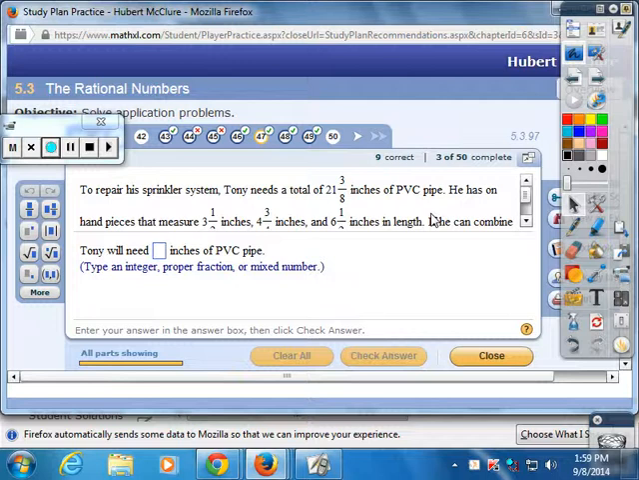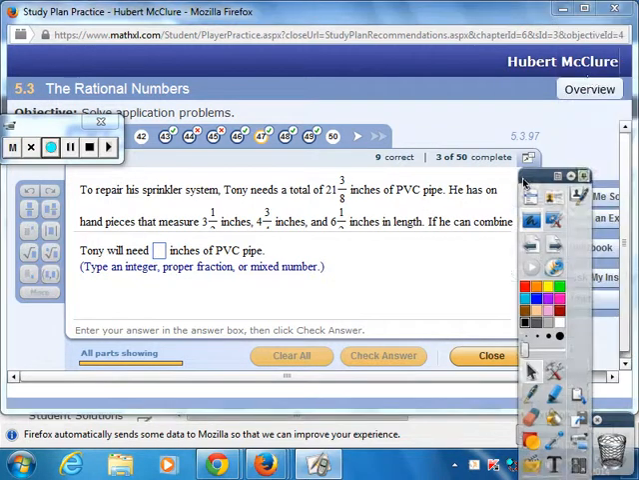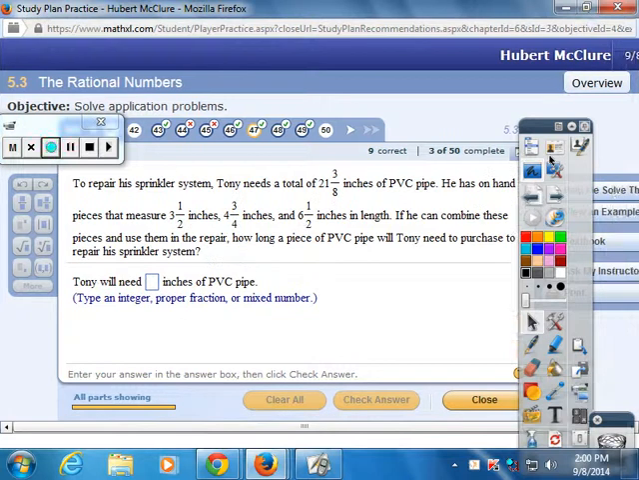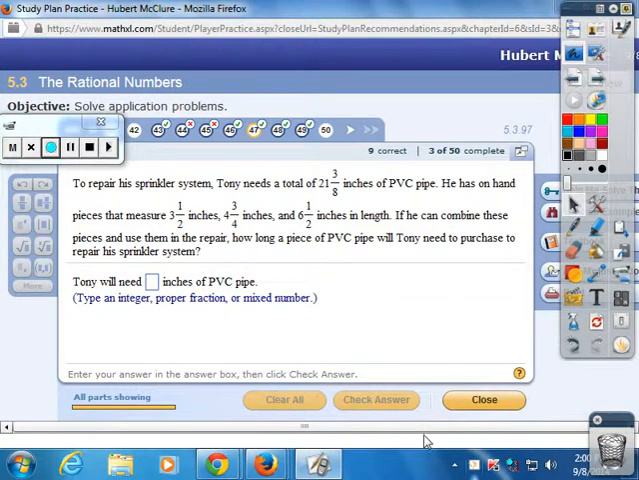All right. He has on hand, in the back of his truck, pieces that measure 3 1/2, 4 3/4, and 6 1/2. He can combine those pieces, but what does he need?